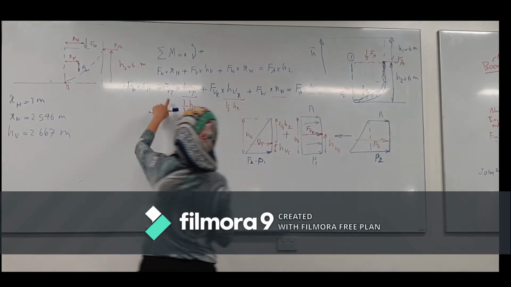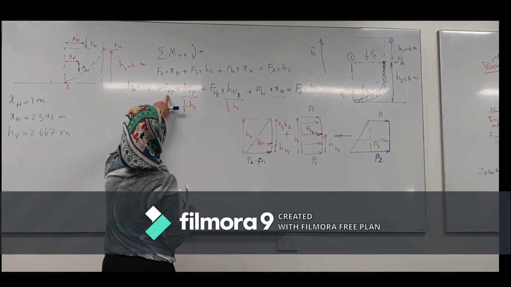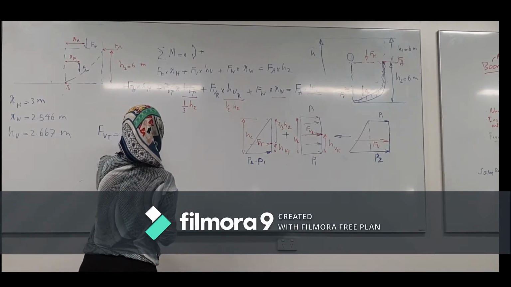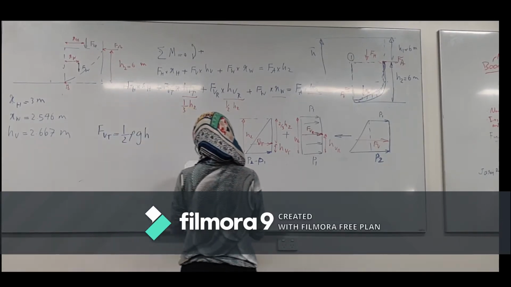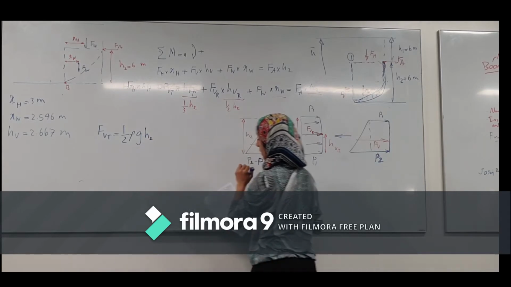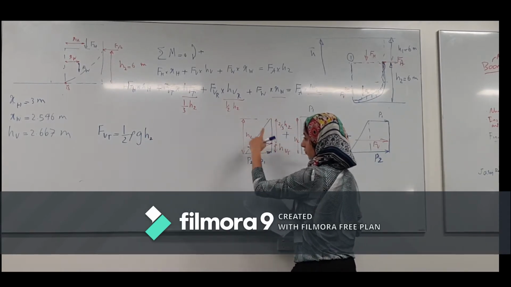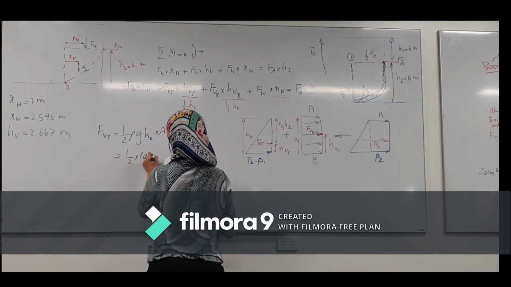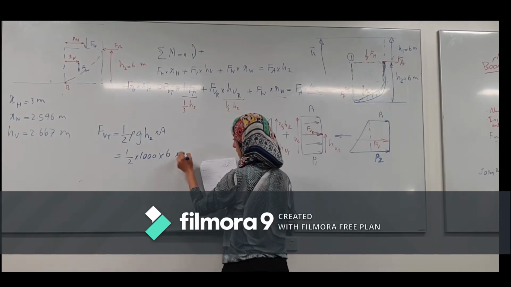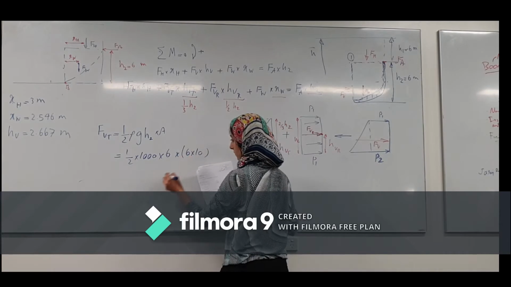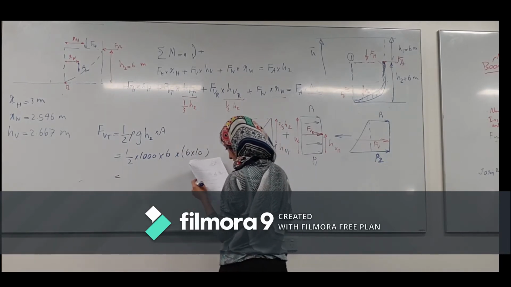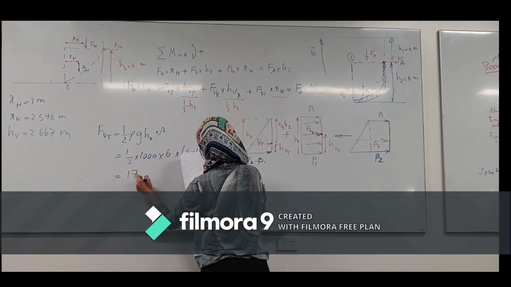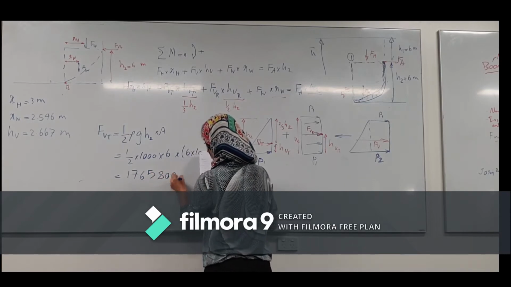How are we going to find the vertical force for the triangle? It's about half of the rho g h, and what's the h here? It is the h2. Okay, we're talking about the pressure due to this profile times area. The density is 1000, the h is about 6 meters, and the area is 6 times 10. The vertical force due to the triangle profile will be about 1765,800 newtons.